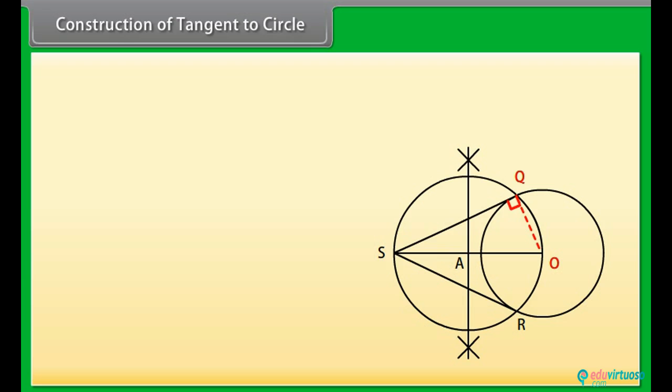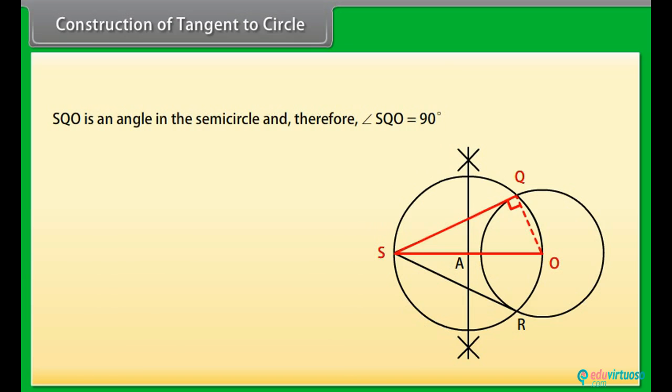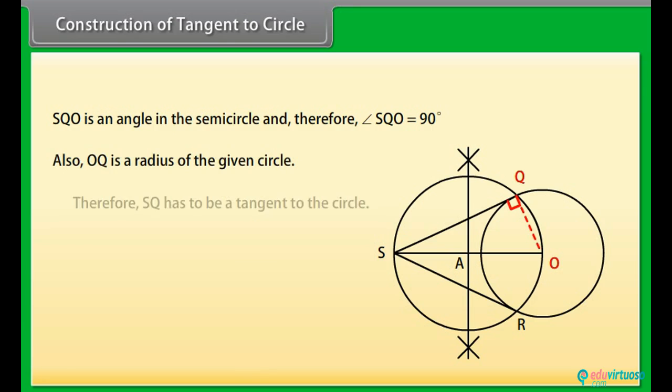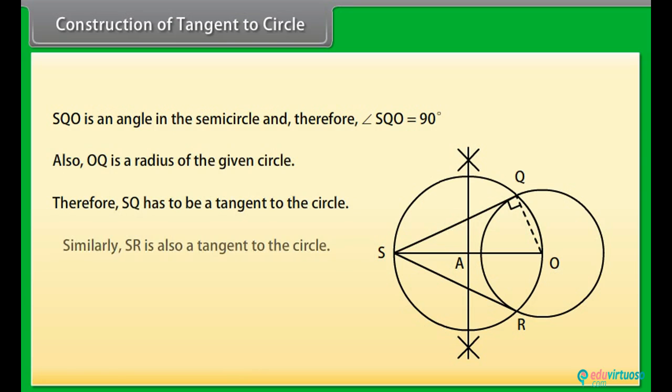Join OQ. We can now see that SQO is an angle in the semicircle and therefore angle SQO is equal to 90 degrees. Also, OQ is a radius of the given circle. Therefore, SQ has to be a tangent to the circle. Similarly, we can say that SR is also a tangent to the circle.